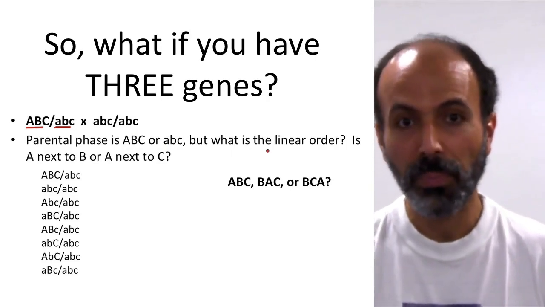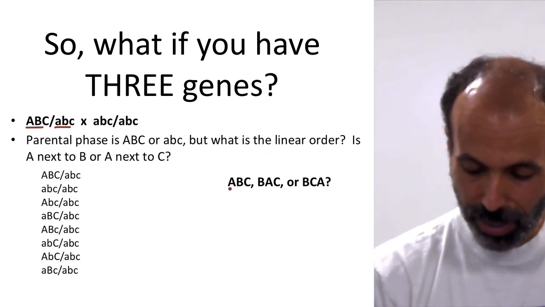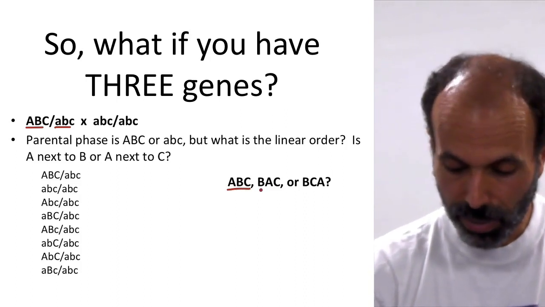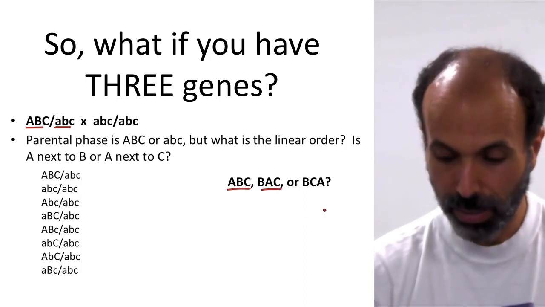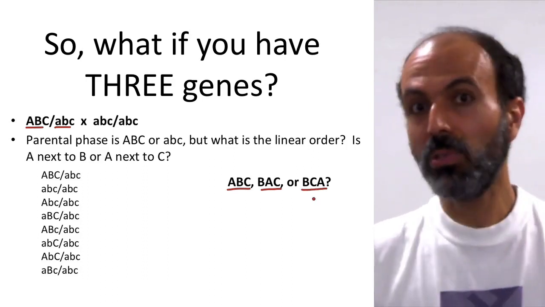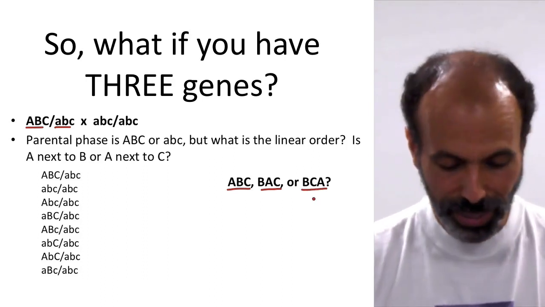But what is the linear order? Now what you don't know is, is this the order? Is B between A and C? Or is it this order where A is between B and C? Or is it this order where C is between A and B? The answer is you don't know. So this is what we're going to try to calculate.